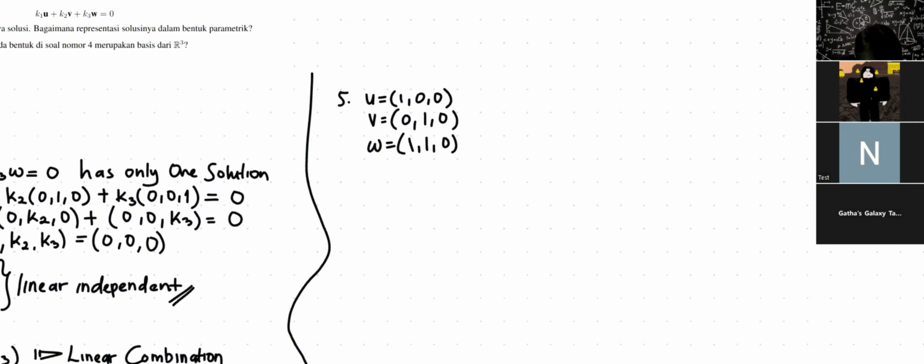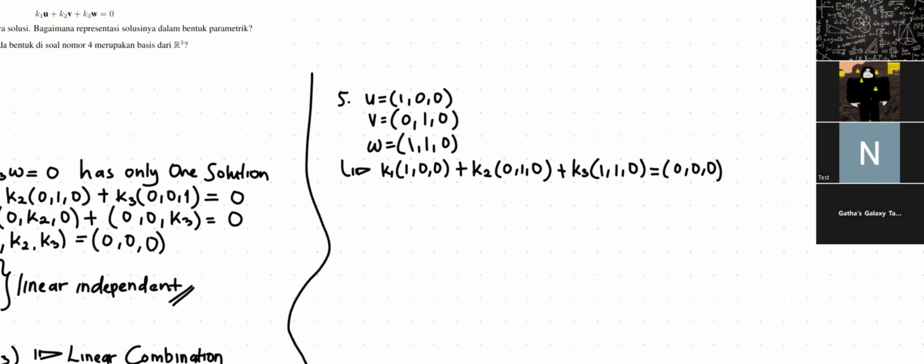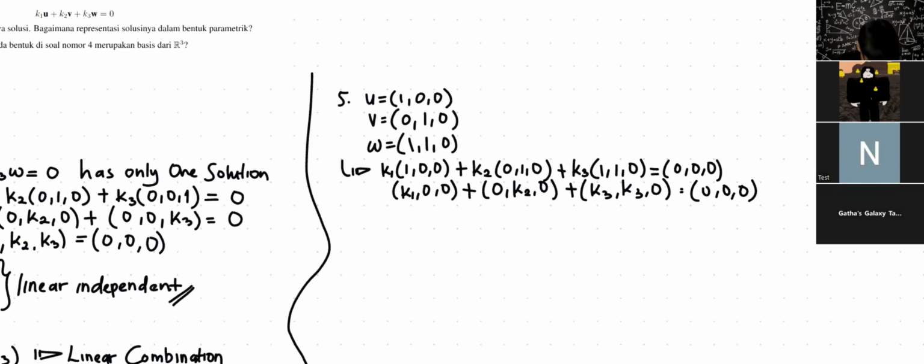Okay, first we set the linear combination equal to the zero vector. This is the equation. Now we calculate this equation, and for this equation we get the system of linear equations: K1 plus K3 equals 0, K2 plus K3 equals 0, and the last is 0 plus 0 equals 0.